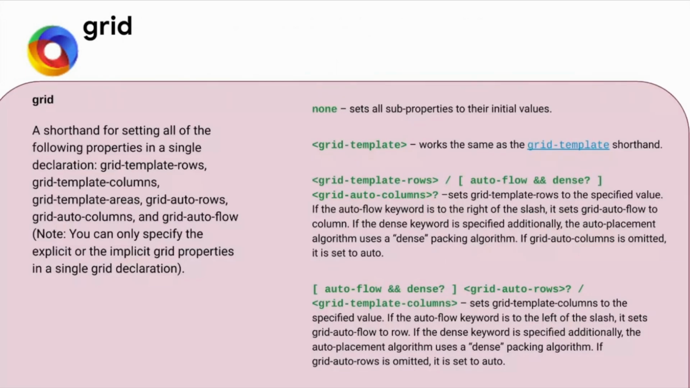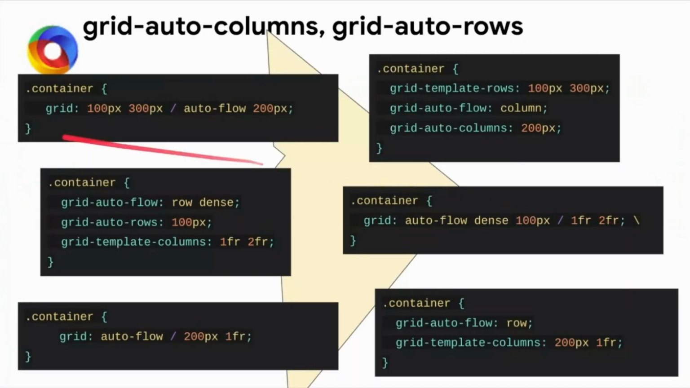So what exactly is the final property, grid? Grid is a shorthand for all the things we have learned today. Grid can either take a grid template directly, it can take grid template rows and grid auto columns, or it can take grid auto rows and grid template columns. How it works: suppose I put grid 100 pixel, 300 pixel slash auto flow 200 pixel. It is equivalent to grid template rows 100 and 300 pixels, grid auto columns 200 pixel, and grid auto flow column.